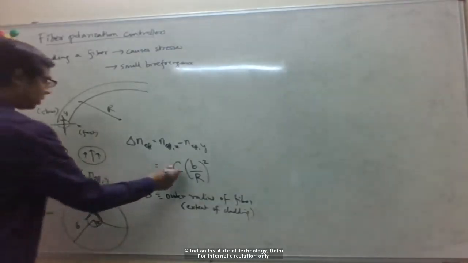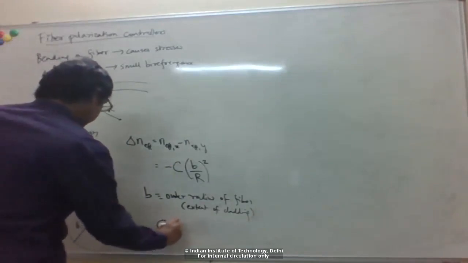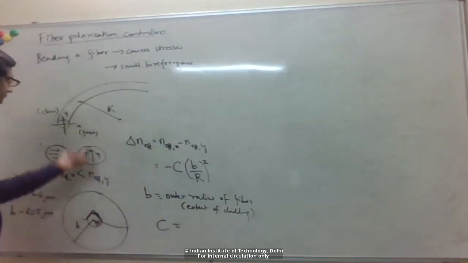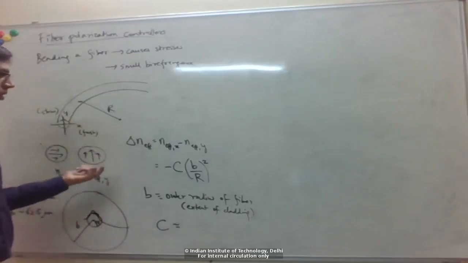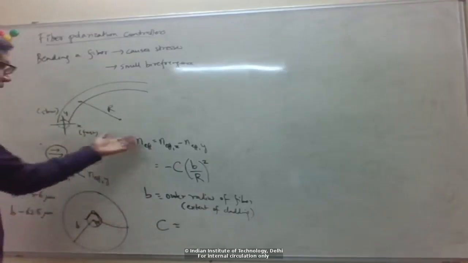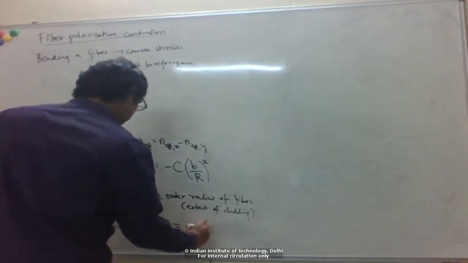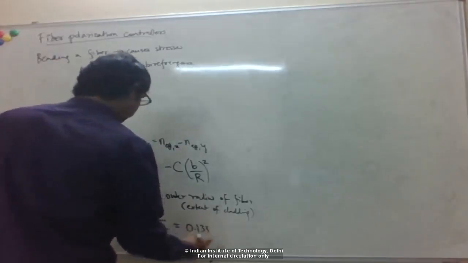And the C is a constant. So that just depends on the material parameters of silica, right? Depending on how much stress is applied, how much the refractive index changes. So this is some constant. Typically it's about 0.133, right?